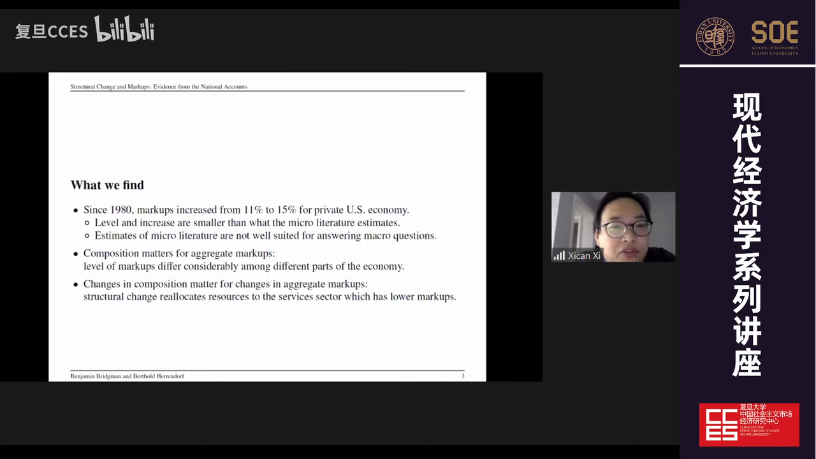I think the macro approach is the only way to estimate this markup thing for services. I mean, it's almost impossible to do that if you use a micro approach. Actually, that's a good point.